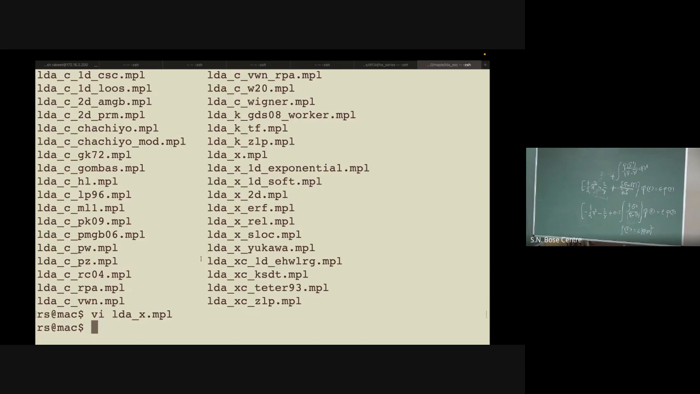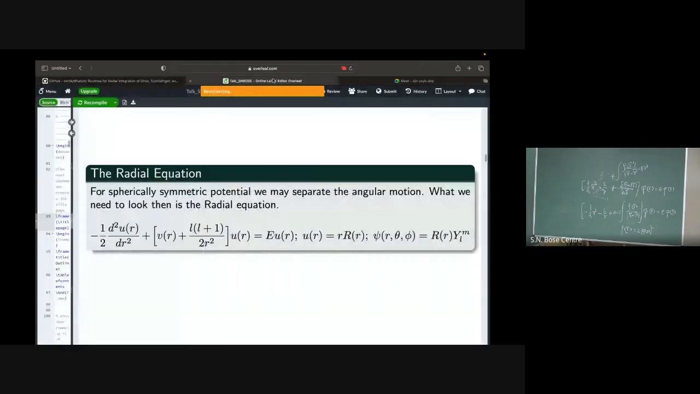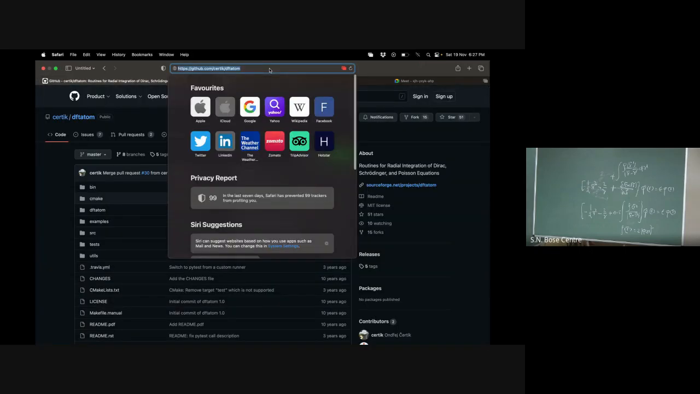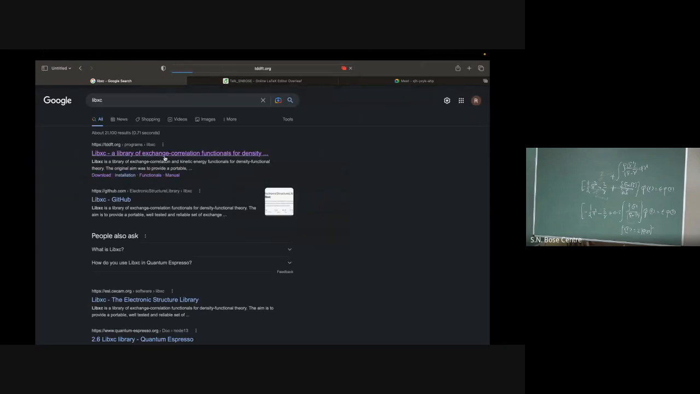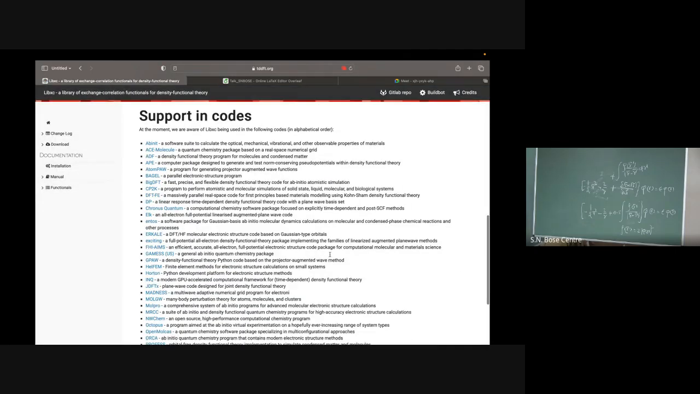Maybe I'll show you that page. libxc is working on many functionals. Here you can see the list, everything. Do you know any code where libxc is not used? Almost everything uses it: Quantum Espresso, BigDFT, Octopus, GAMESS, ELK, CP2K, ADF. So everywhere you can find libxc.